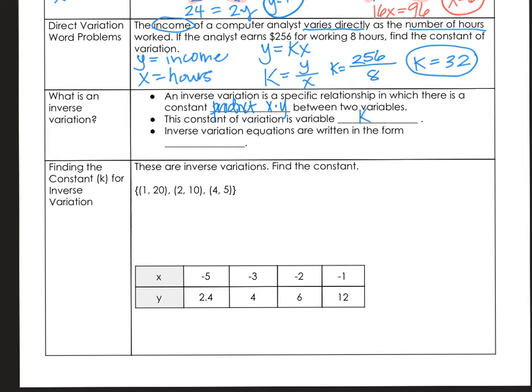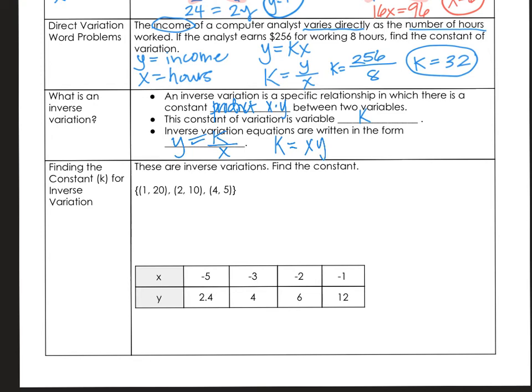And then for inverse variation equations, the form that they are written in is y equals k over x. Okay, so we need to remember that. Meaning that in order to get k, we would need to do x times y.